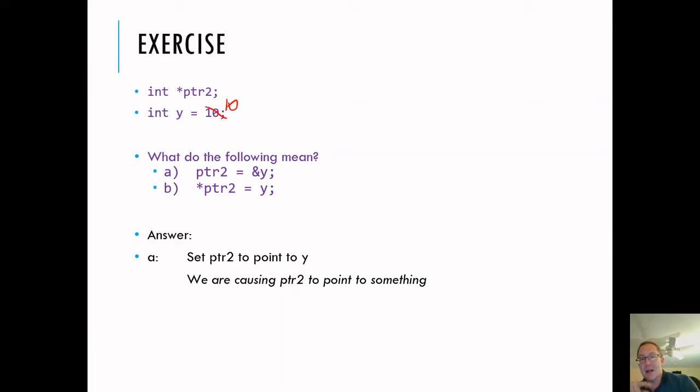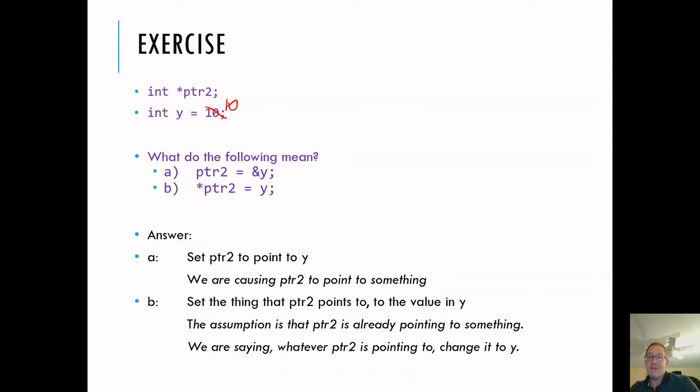Next, what if I say dereferencing pointer 2 and we'll make it equal to y? Effectively, if pointer 2 is actually pointing to y, it's going to set y to y. This is assuming that pointer 2 is already pointing to something. If it was already pointing to something else, we change whatever it was pointing to the value y. And if it's pointing to null, then we have a problem, and it's not going to work for us. So if pointer 2 is pointing to null, I get a null pointer exception.